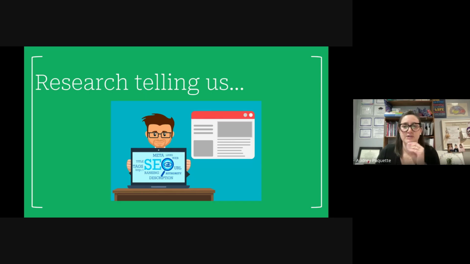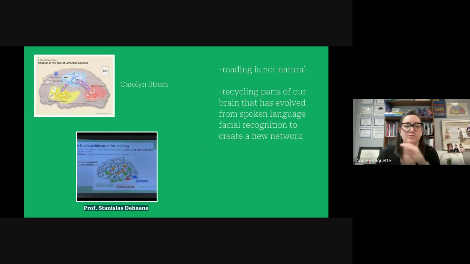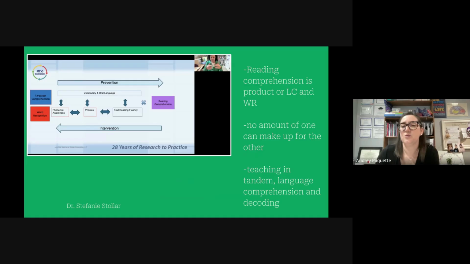All right, so what is the research telling us? Research is telling us that reading is not natural. Our brains, we've been recycling parts of our brains that have evolved from spoken language to facial recognition to create these new networks so that we can acquire this man-made thing of reading, okay? We know that reading comprehension is the product of language comprehension and word recognition. And no amount of one can make up for the other, all right? So we really need to work on both constantly.